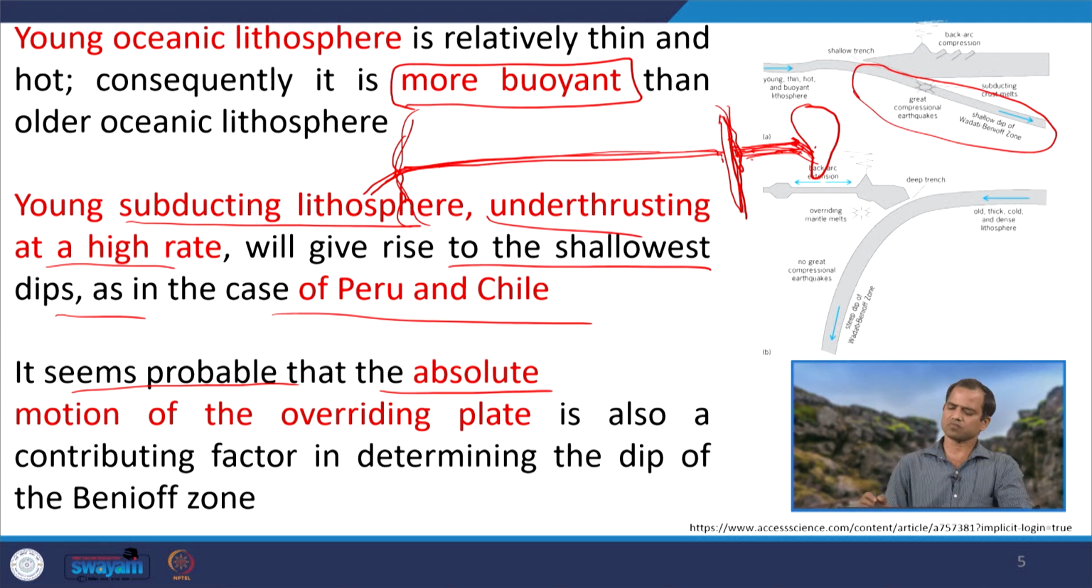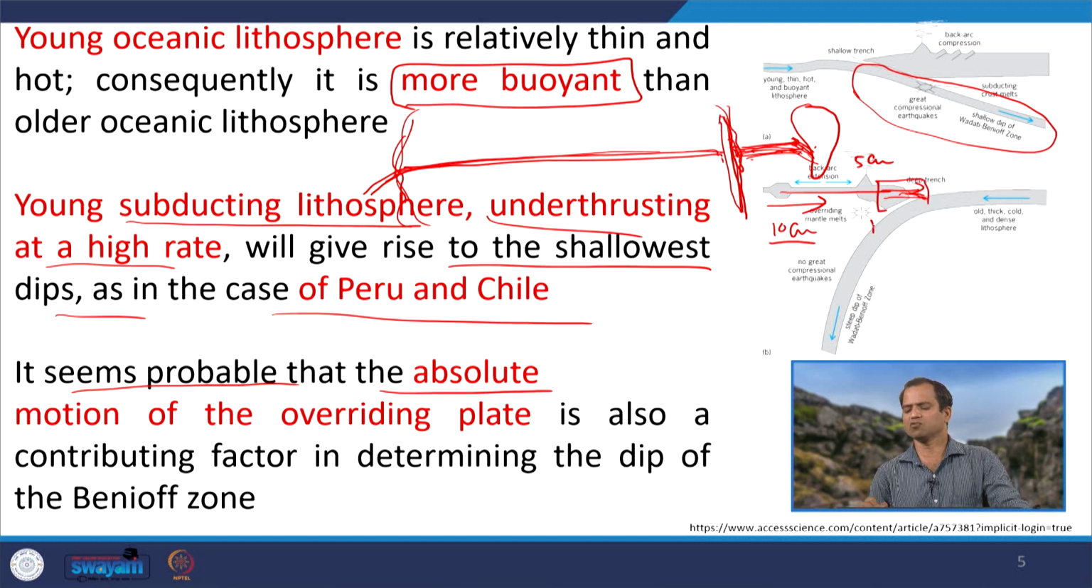If you see the absolute motion of this plate, suppose for example this plate is moving 5 centimeter per year. Then it is putting pressure accordingly. But suppose it is moving, for example, 10 centimeter per year. That means it is putting more pressure in less time; here it is less pressure with time, but here it is more pressure with time. Once there is more pressure with time, that means more bending of this plate.